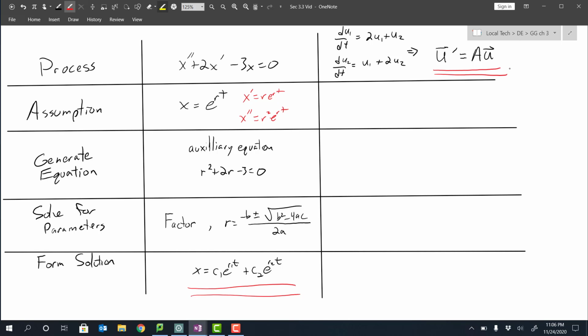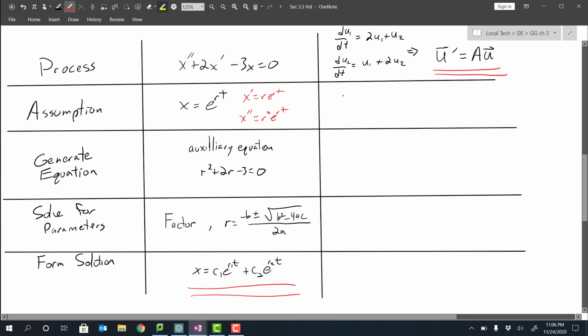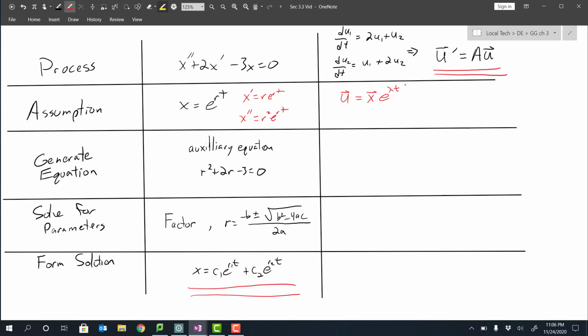So it seems reasonable to assume that our solution might look like some constant, or maybe in this case a constant vector, times e to the some number, some constant I'll call lambda, t. So we're basically assuming our solution looks like a vector of constants times e to some number t. Now, based on that assumption, we're going to want to generate an equation. And we'll go through that same process we did before.